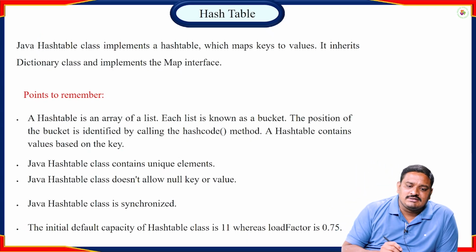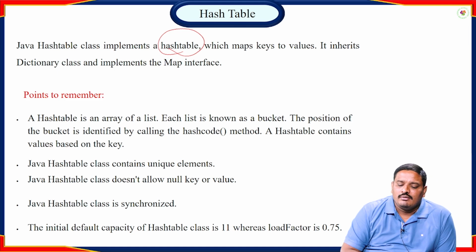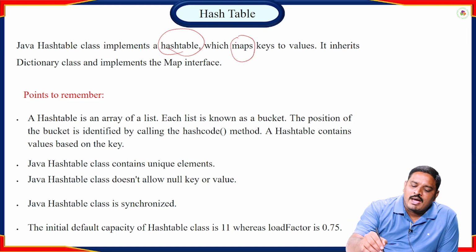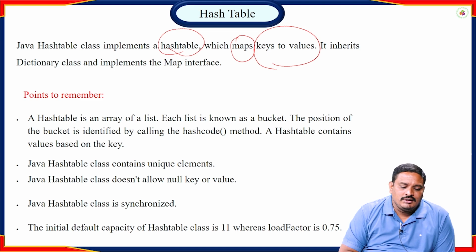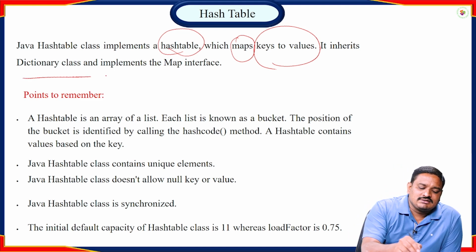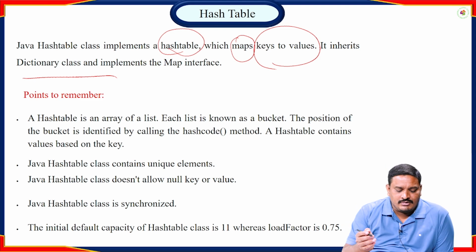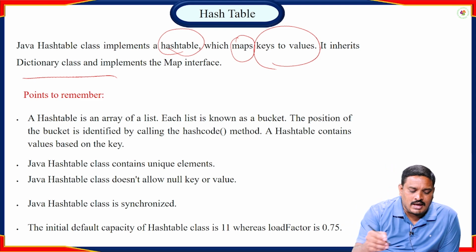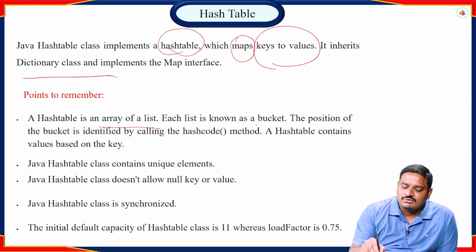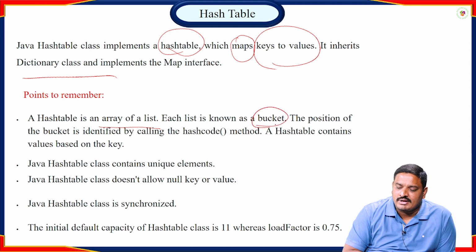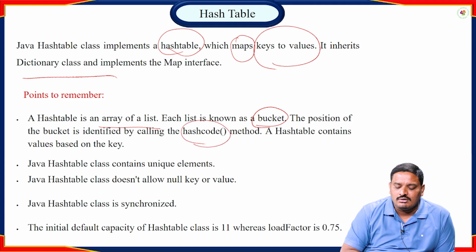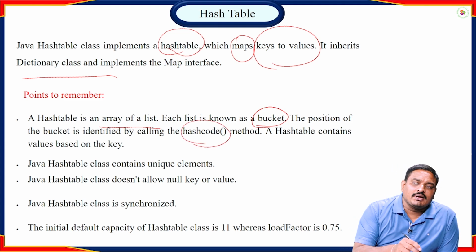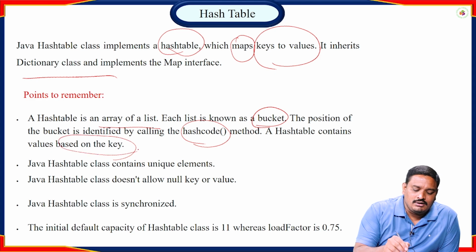The Hashtable class is implemented by hash tables, which map keys to values. It can be inherited by the Dictionary class. Some important things in the hash table: the hash table is an array of lists. Each list is known as a bucket. The position of the bucket is identified by the hashCode method. The hash table contains values based on the key.